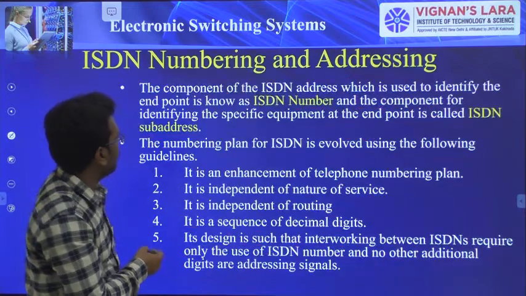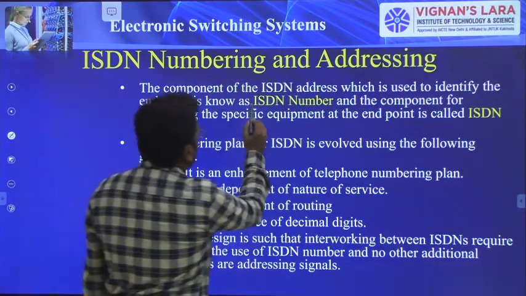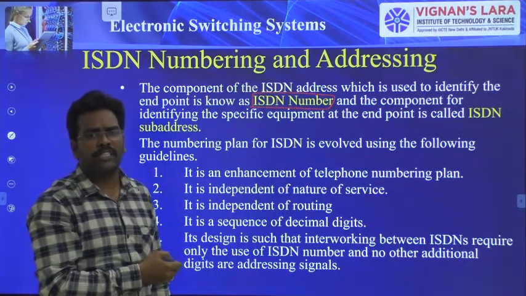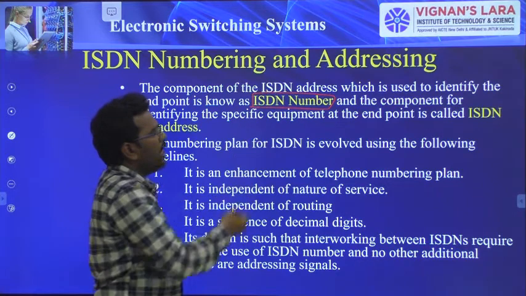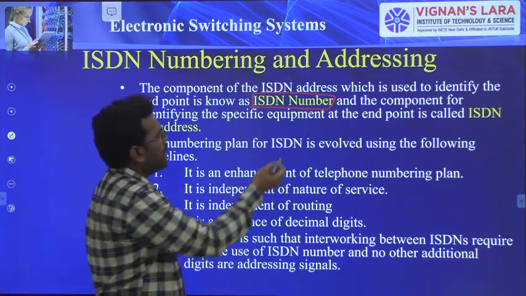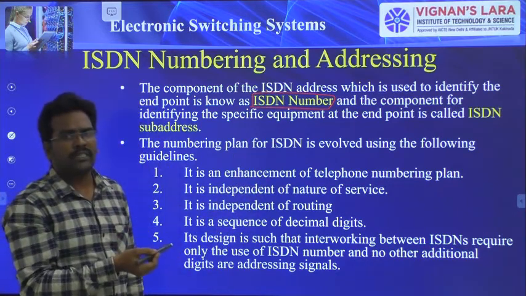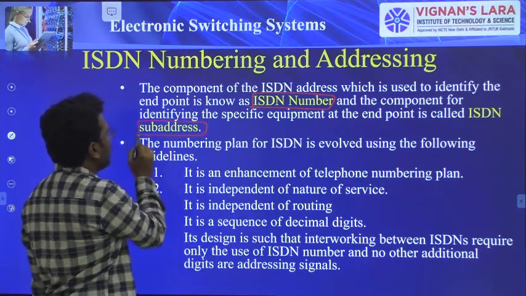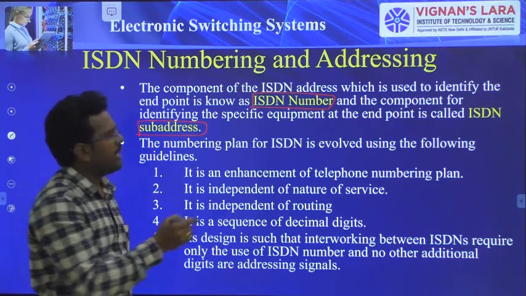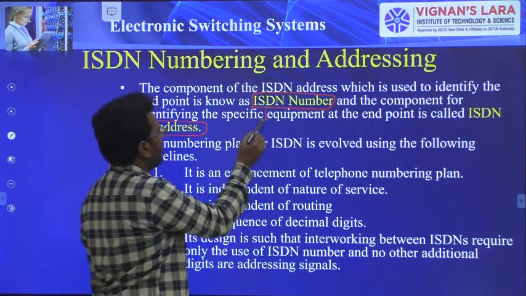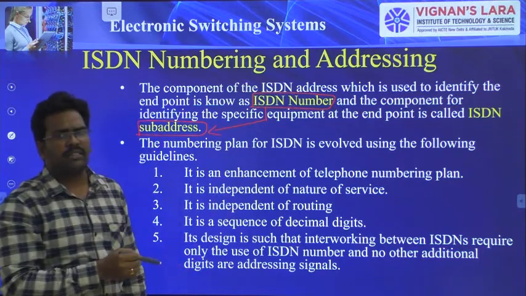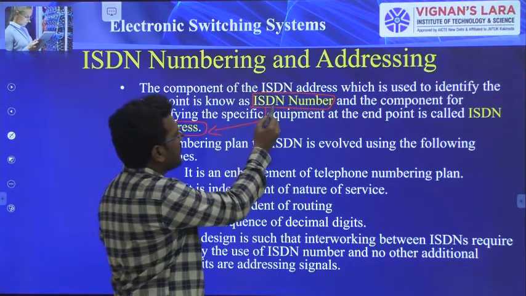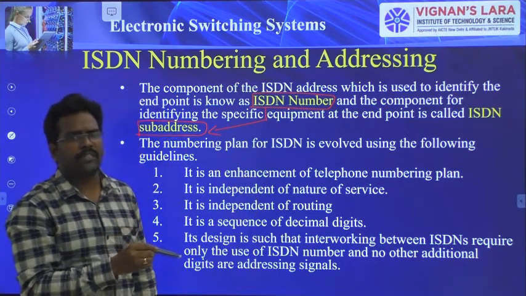To identify the endpoints, we use the ISDN address component. And to identify the end equipment at endpoints, we use the ISDN subaddress. Therefore, it contains two fields. One is your ISDN number, another is the ISDN subaddress. The subaddress is used to identify the end equipment, and the ISDN number is used to identify the endpoints.